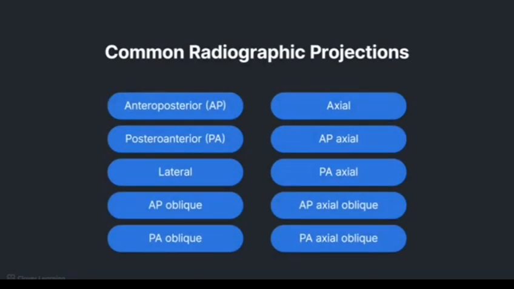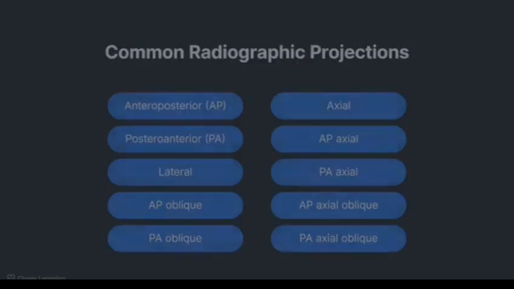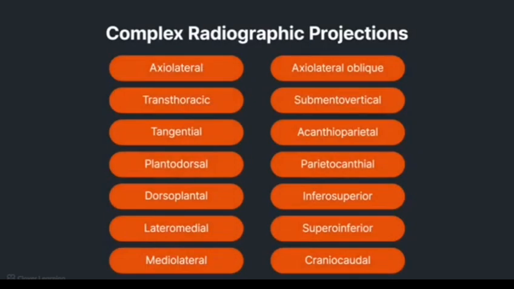Common radiographic projections include anteroposterior or AP, posteroanterior or PA, lateral, AP oblique, PA oblique, axial, AP axial, PA axial, AP axial oblique, and PA axial oblique. Complex projections, such as the tangential, submentovertical, and parietoacanthial, among others, are used for specific body parts and should be well known and understood by the technologist for accurate positioning.